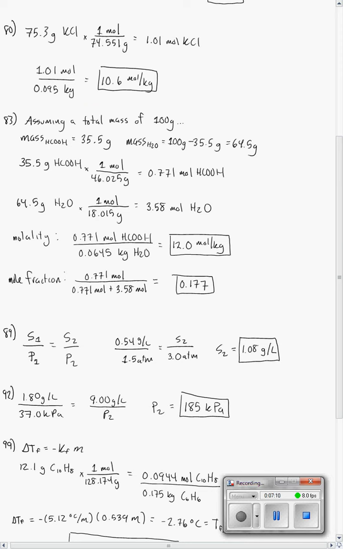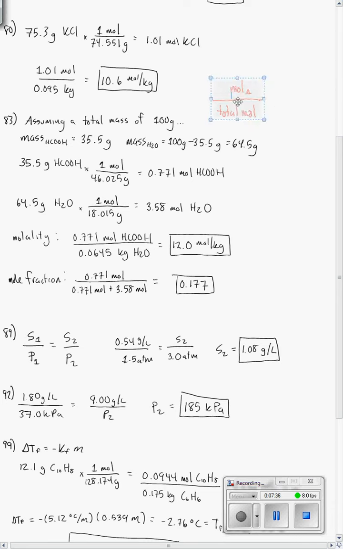In the last problem, we went over how to calculate molality. Mole fraction is equal to moles of substance A, so whatever substance you're concerned with, could be the solute, could be the solvent, divided by the total moles. So that's your moles of your solvent plus your moles of your solute. And that is it. You don't need to multiply it by 100%. You don't need to do anything else with it. That's how you calculate your mole fraction.